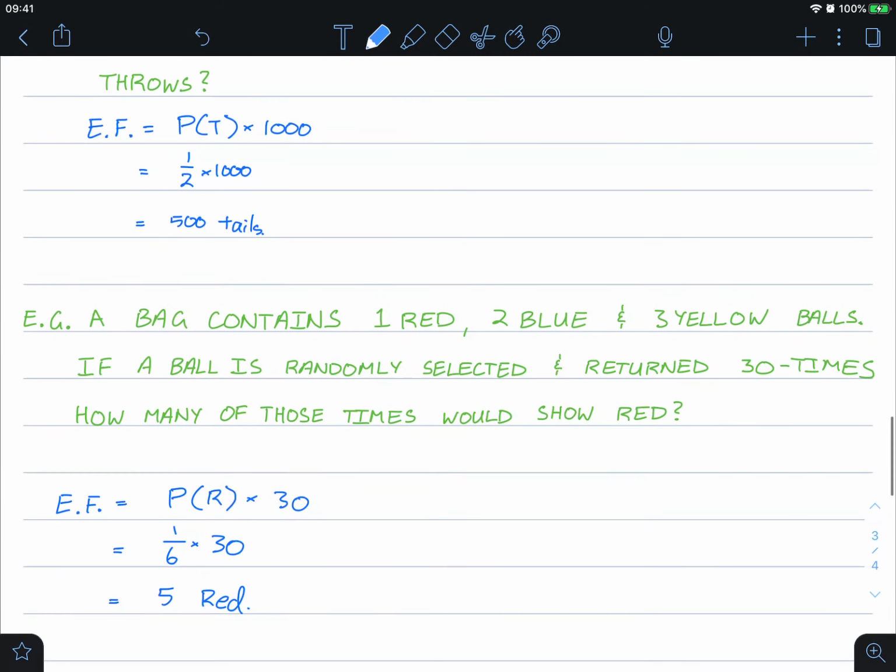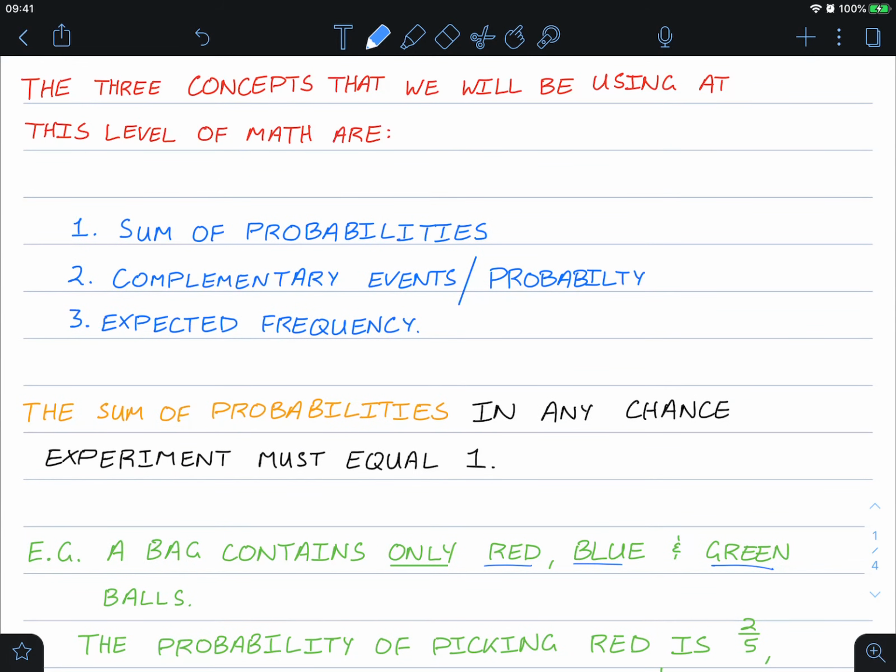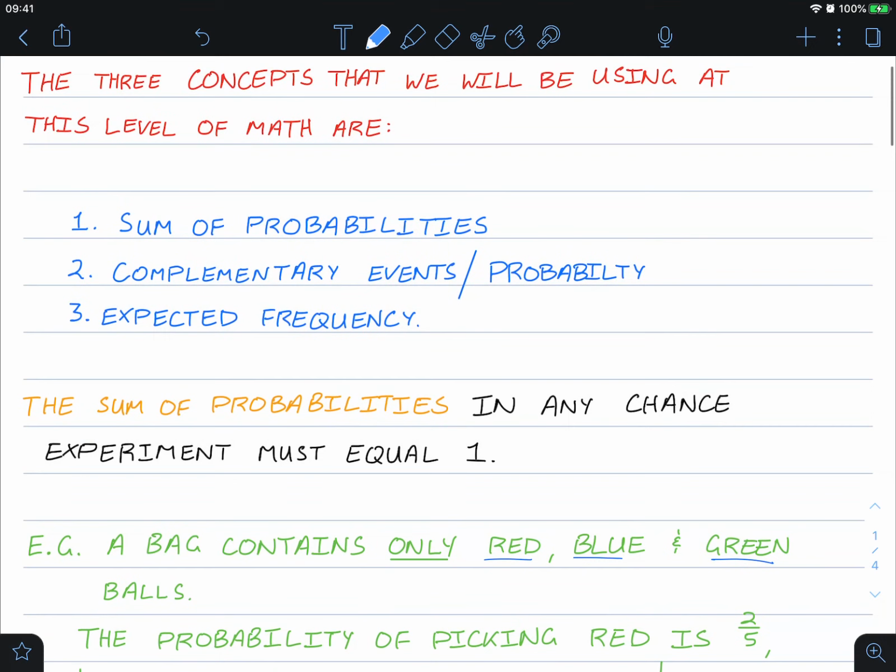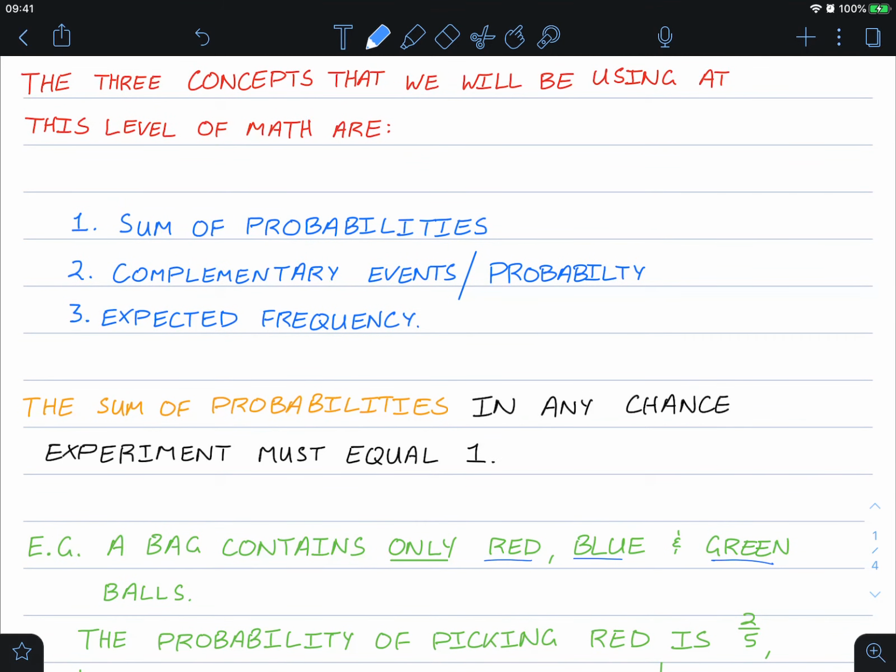So that puts us to the end for the 3 concepts that we'll be using: sum of probabilities, complementary events or probabilities, and expected frequency.